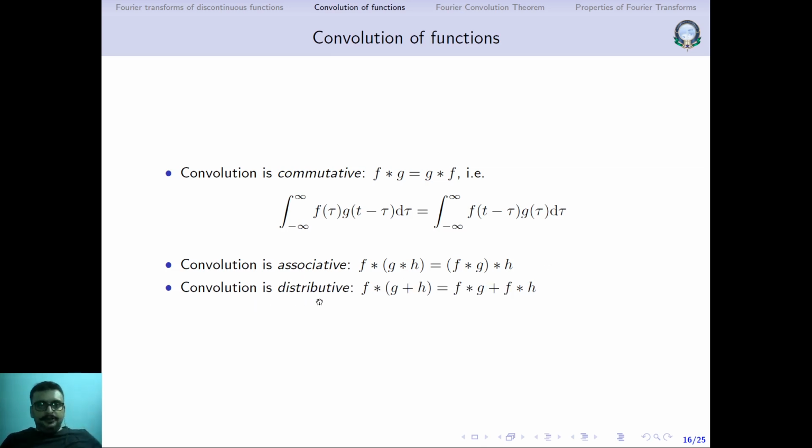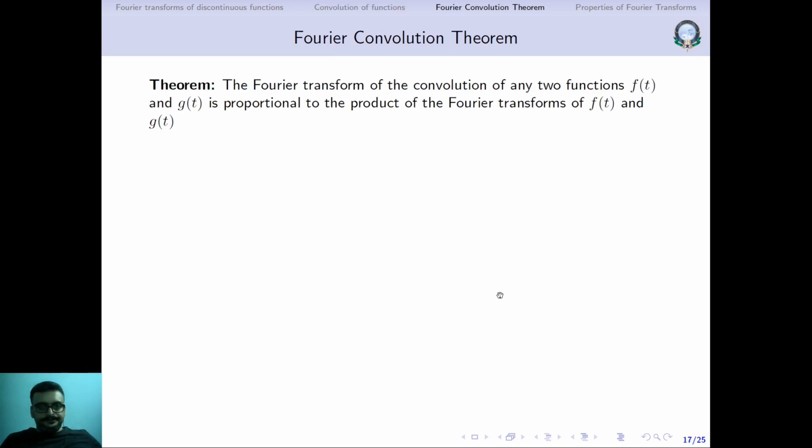And finally, convolution is distributive. So I'm having three functions. You are adding the last two functions g and h, and then taking the convolution of the result with f. This is the same as taking the convolutions separately and then adding them together.